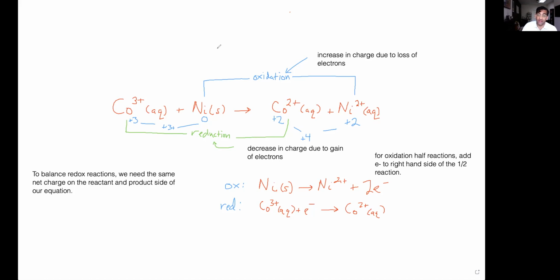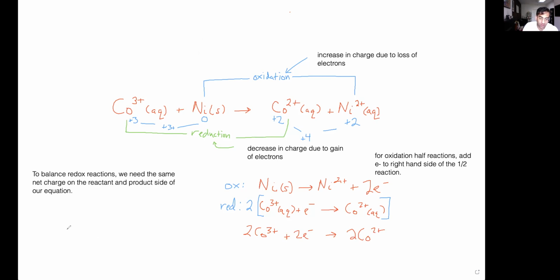That means I have to take this redox reaction and double its size in order to ensure that I have the same amount of stray electrons added to both sides. So that's going to look like 2 Co 3 plus, I'm going to stop writing the aq, plus 2 electrons is equal to 2 Co 2 plus. There we go.